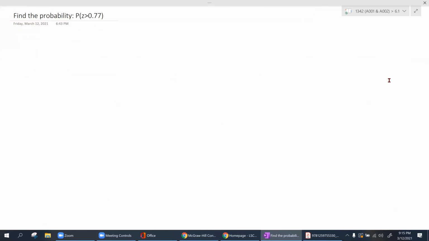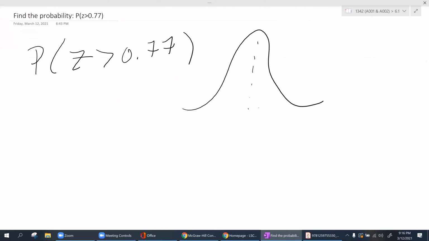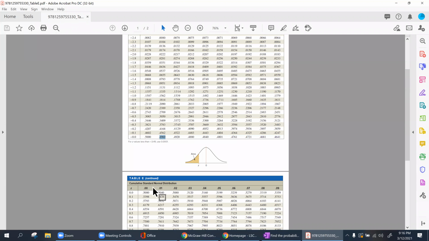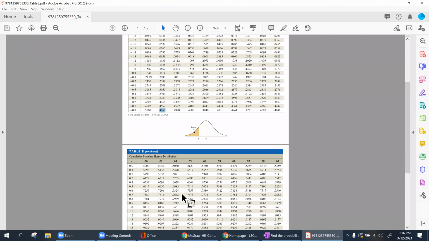So you may be asked, find the probability of z greater than 0.77. Oh, it's greater. You want everything to the right of this. That is 0, then 0.77 would be somewhere right there. You want everything to the right of this, so we know it's going to be 1 minus the z value at 0.77. Let's go ahead and find 0.77. 0.7 and 77, 0.77 is there. So that's going to be 0.7794.